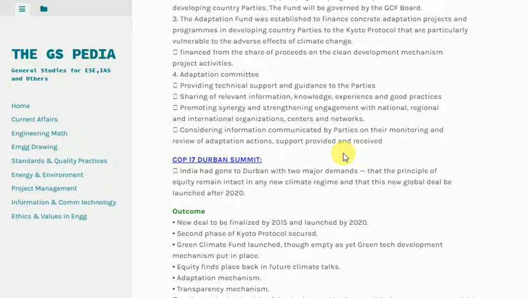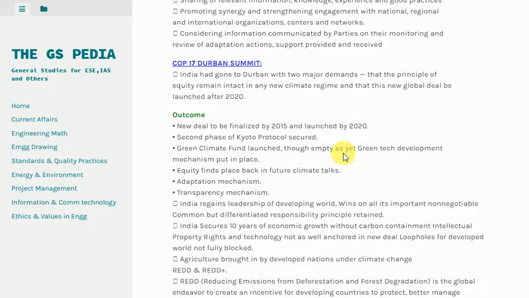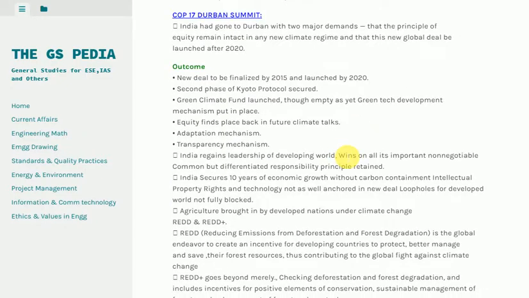Second phase of Kyoto Protocol secured. Green Climate Fund launched, though empty as yet. Green Tech Development mechanism put in place. Equity finds place back in future climate talks. Adaptation mechanism. Transparency mechanism.